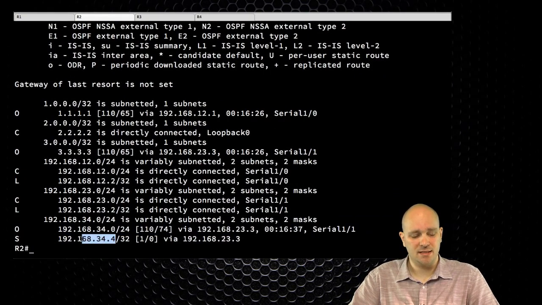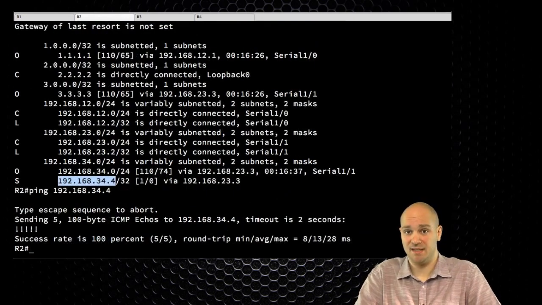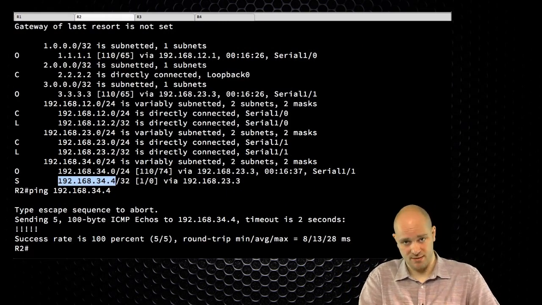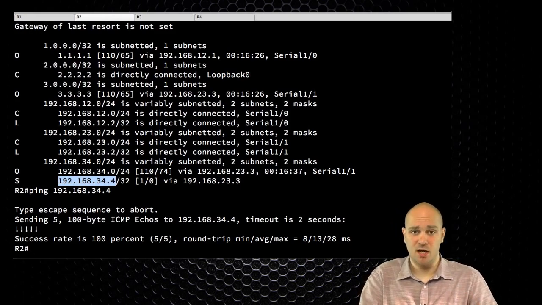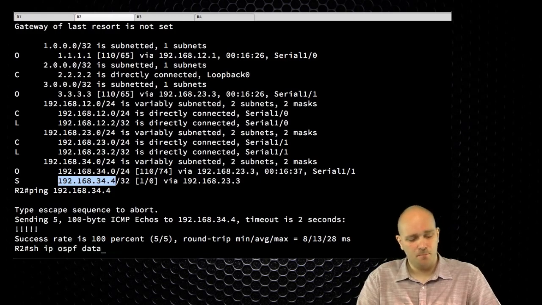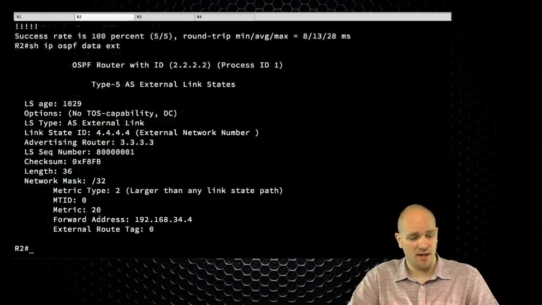Now, mind you, this does not cause the route or the forward address to be unreachable. I can still ping it. There we go. No problems. This causes OSPF not to trust this route. Now, this is another rule of OSPF. If an OSPF router receives an LSA, an external LSA, that has a non-zero forward address, this address, in order to be used, must be known by OSPF.